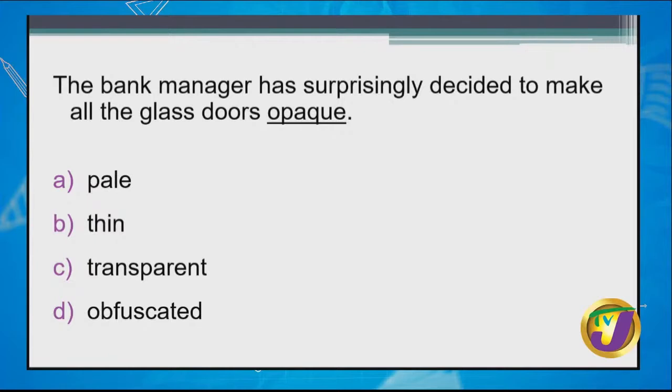So the opposite of something that is opaque naturally is something that is transparent. So opaque, you can't see through it. It's solid more or less. Whereas transparent, you can see through it. All right, let's look at the next sentence.